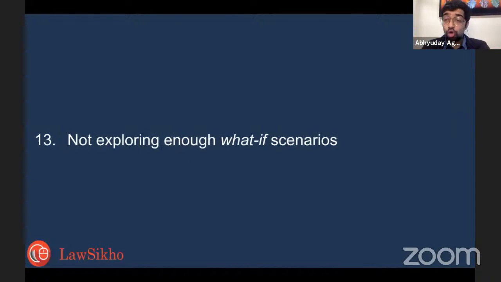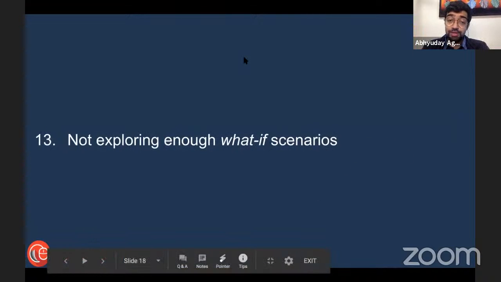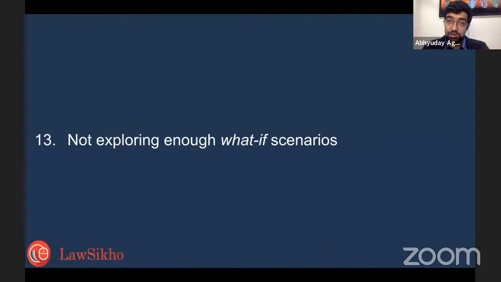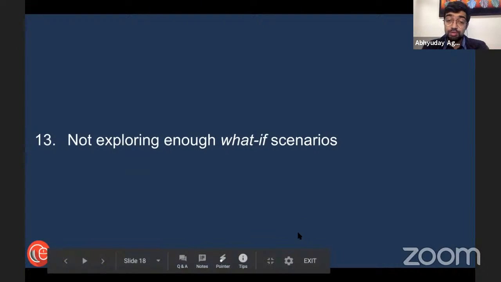When you're drafting or when you're reviewing, even as an intern, you must explore what if scenarios. This is a standard in the books. What if this happens? What if that happens? But the thing is that here in a what if scenario, what are you doing? You're playing devil's advocate.